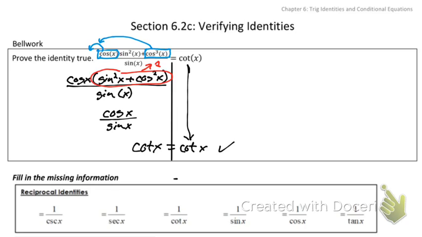Another method. Let's do another method. And then once we've done this one, we'll do another one, all right? So the other method: everything's written in cosine on the top, except for sine squared.